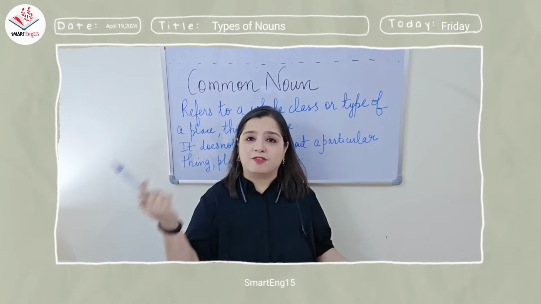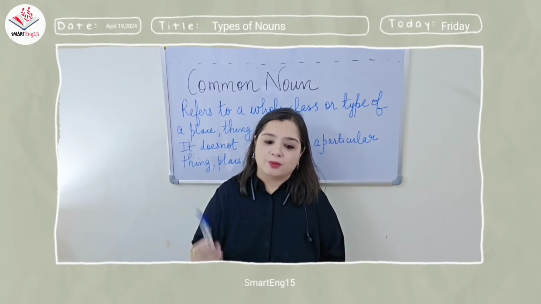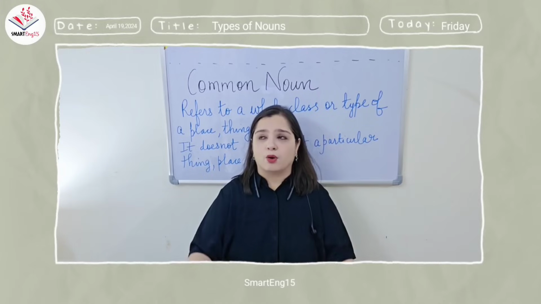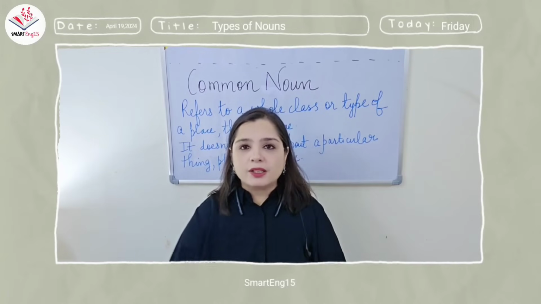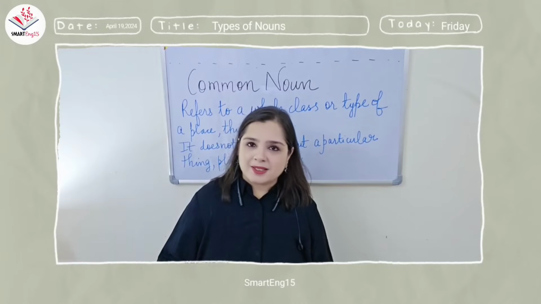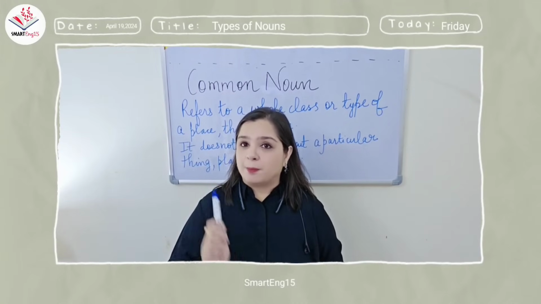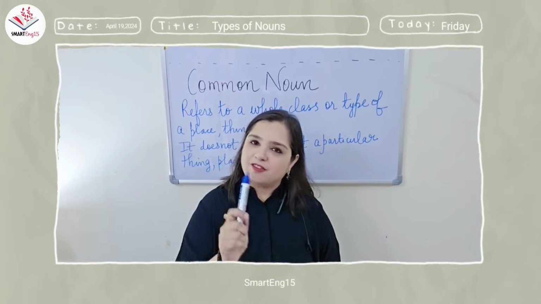We all have fan in our houses. This marker is a common noun. This table is a common noun. Chair is a common noun. Curtains are common noun. Tube light is a common noun. Painting is a common noun. So all the things which are commonly present around us are known as common noun. So whether it's a place, person or a thing. Let's take a few examples.